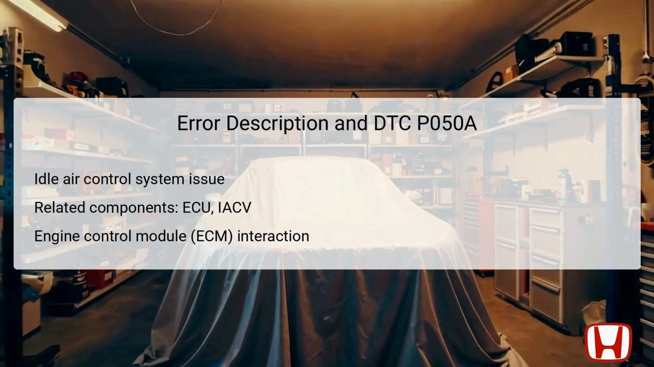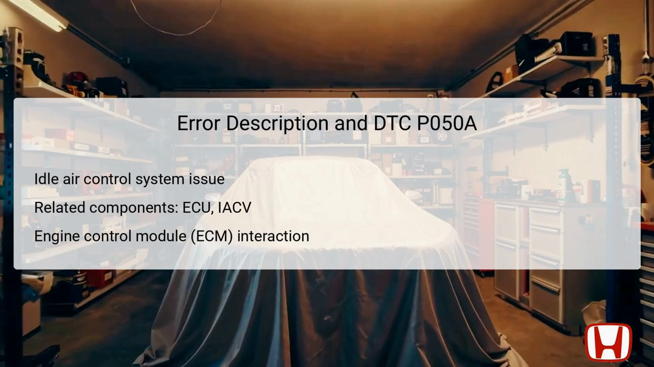The error P050A refers to a performance problem specific to the idle air control system. This system includes the idle air control valve, IACV, which is integral in regulating the amount of air bypassing the throttle plate during cold starts. The role of the engine control module, ECM, in this context is to monitor and command the idle air control system efficiently to maintain vehicular stability and performance.